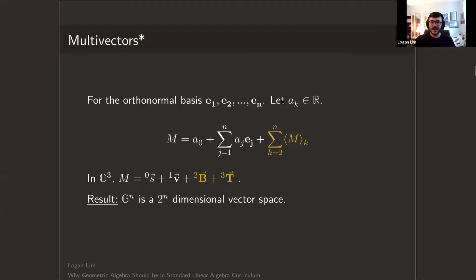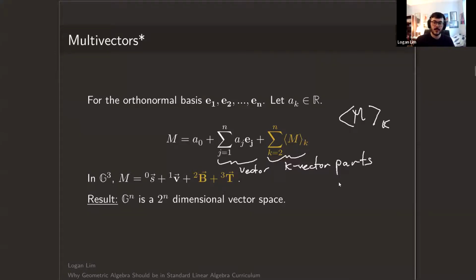So for an orthonormal basis E1 to En, we have these things called multivectors, and this is in general. So this is a lot to take in. This is just a vector. Notice that it's just a sum of scalars times these orthonormal basis elements. So this is a scalar. But this is actually the k-vector parts of this multivector. And this is actually the standard notation that you're supposed to use.